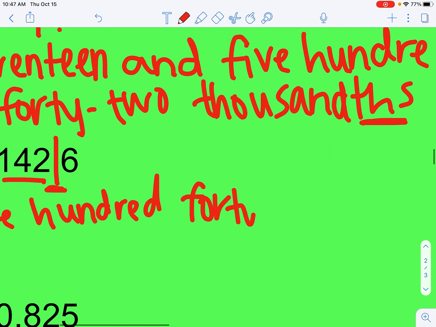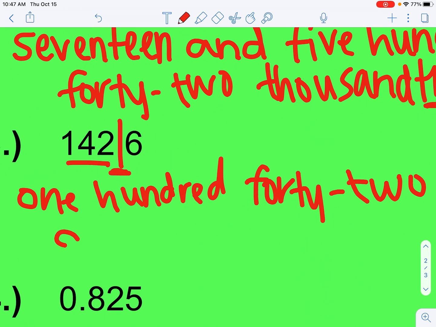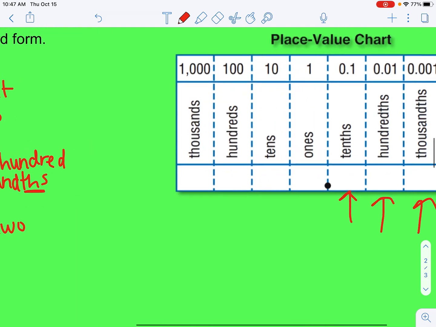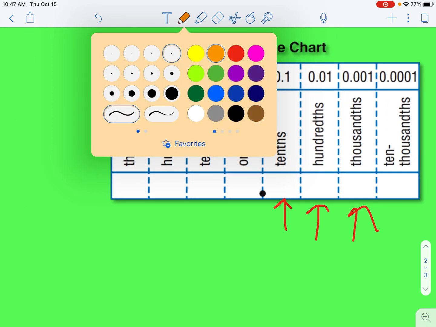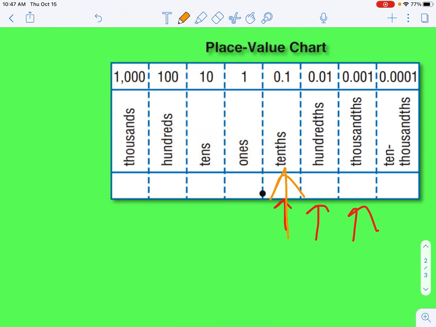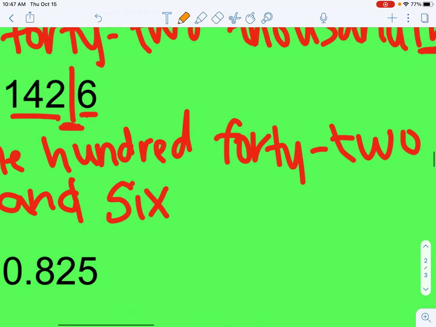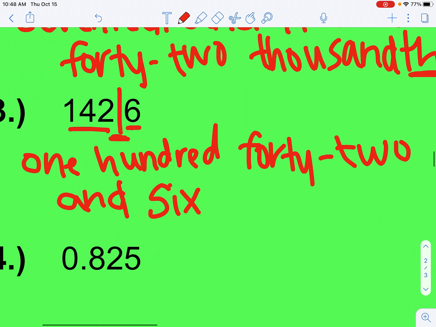So I have 142, and now I have my decimal. So now I write the word and. And we look at our next number, 6. But what place value is that 6 in? That place value is in the tenths. So I end this as 142 and 6 tenths.